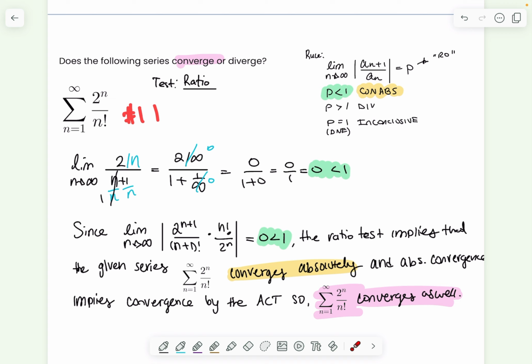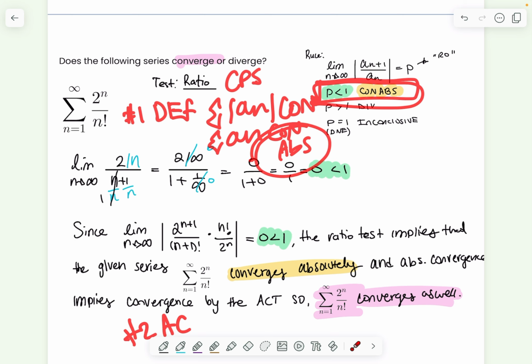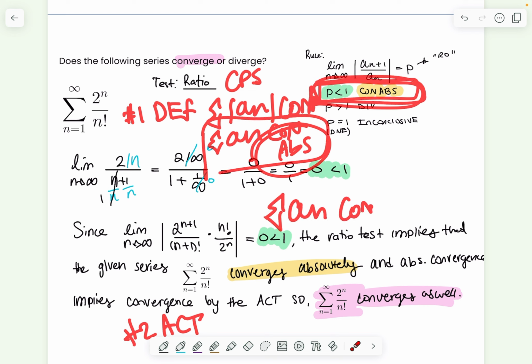And remember that our tool number 1 in our toolbox was a definition that says that if the series with absolute value, the corresponding positive series, converges, then we can say that the given series converges absolutely. That's what the ratio test tells us, so it takes care of that part for us. Our only part in the ratio and root tests is to use tool number 2, the absolute convergence theorem, and go from what the ratio test tells us to say that if any series converges absolutely, then that same series converges as well.